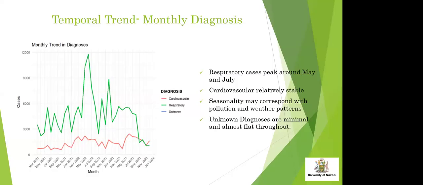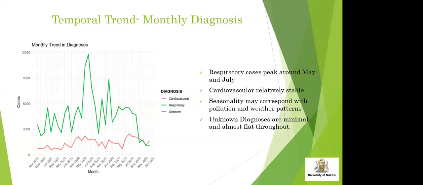Respiratory cases peak around May and July from the trend, and cardiovascular cases are relatively stable. So this can help in planning by the healthcare personnel, because you can see in May and July respiratory cases peak, while cardiovascular cases are relatively stable.